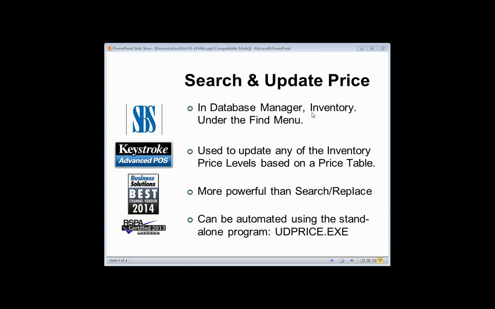We're going to be going over the search and update price function for inventory. It's a big, powerful feature that allows you to use price tables to change your different pricing in Keystroke. It's more flexible than the search and replace function, as you can update multiple different types of items, all based on one table. And it can also be automated. We're going to be using the udprice.exe program at the end of this presentation to show you how you can update your prices on a regular or scheduled basis through a batch file. I'll go ahead and jump into Keystroke here, and we'll get started.